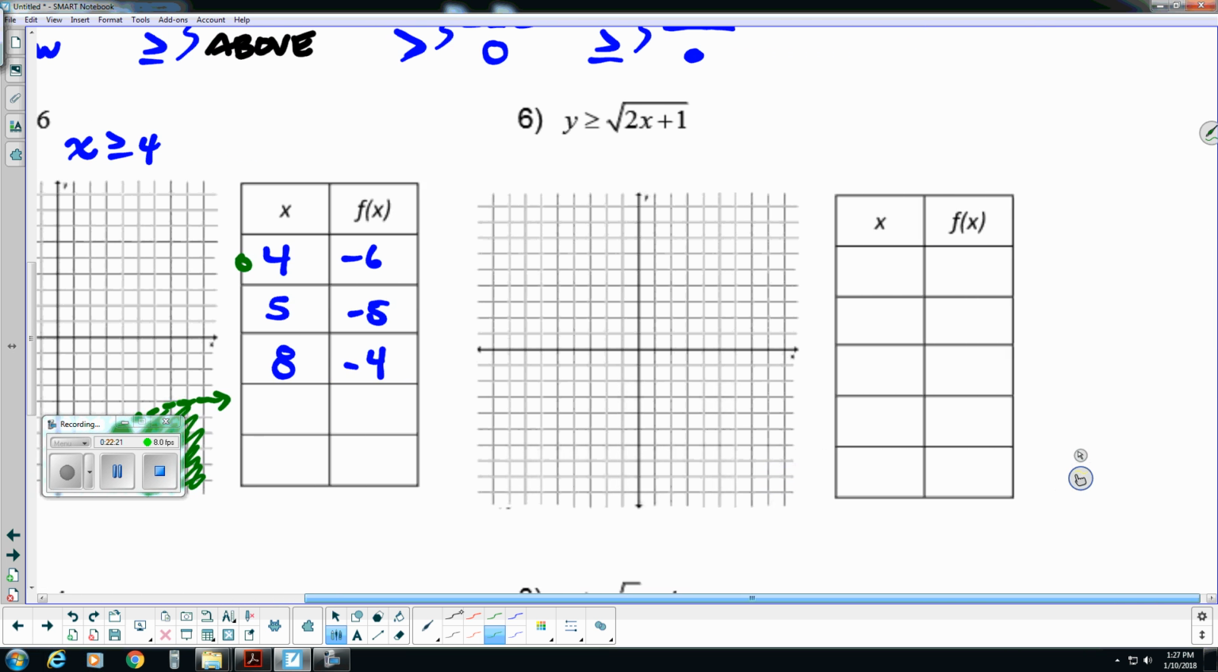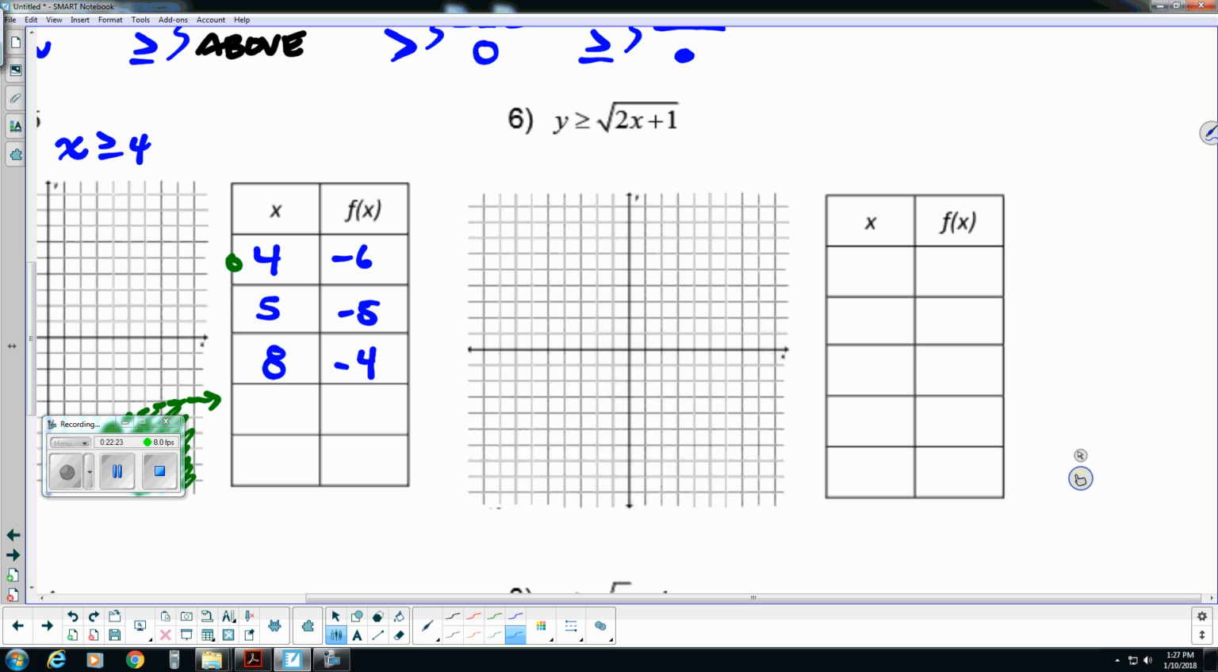Number 6. Let's establish that first x value. 2x plus 1 is greater than, I'm sorry, greater than or equal to 0. So x is going to be greater than or equal to -1/2. So that's the first number I choose, -1/2. My other numbers have to be bigger. I'm going to choose these two because that will give me perfect squares. When I plug those in, I get 0, 1, and 3.